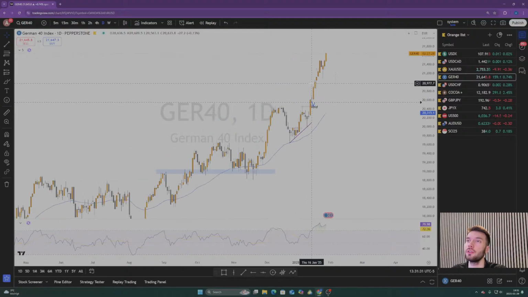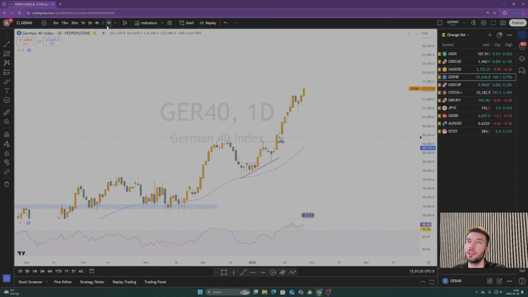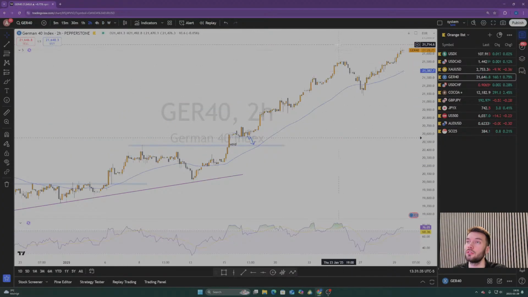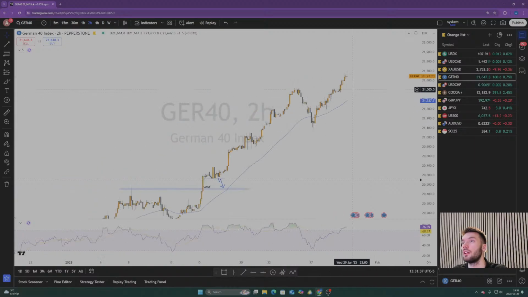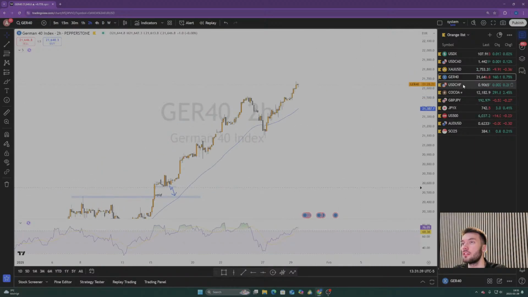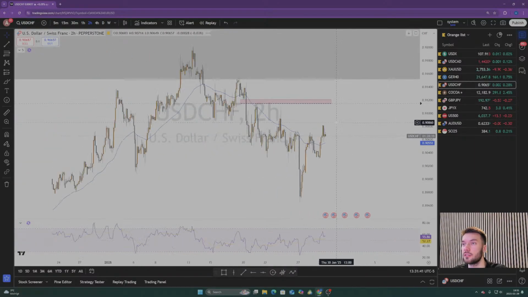German 40, huge movements to the upside. Nothing actually interesting for me in my trading. I don't look to catch anything here, even though it might continue moving up.